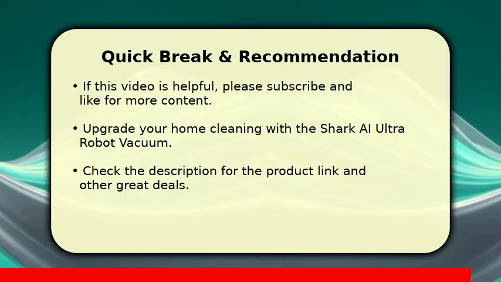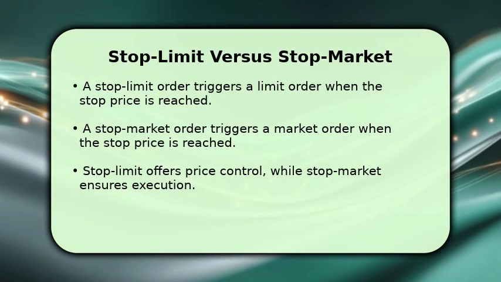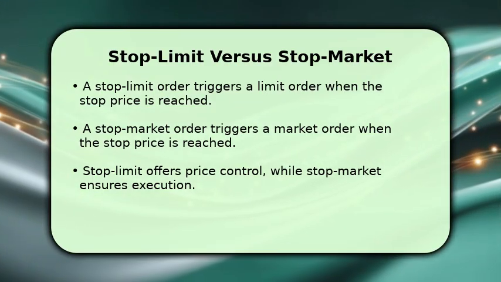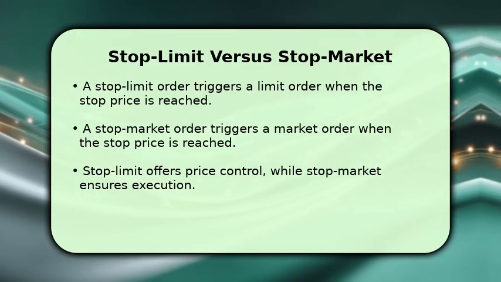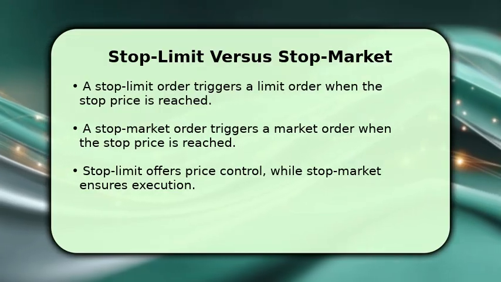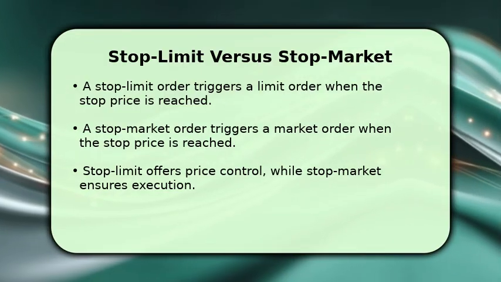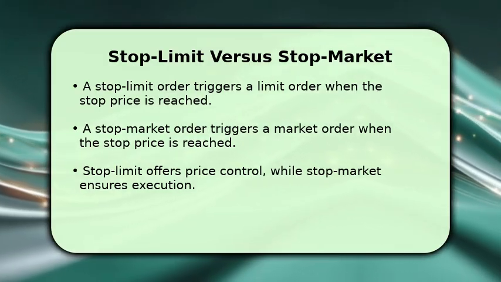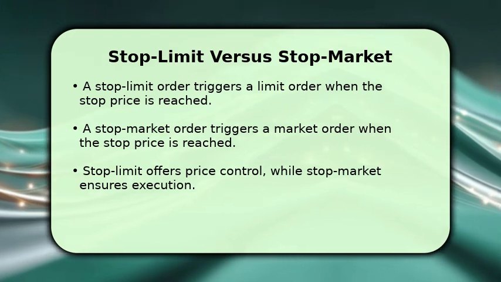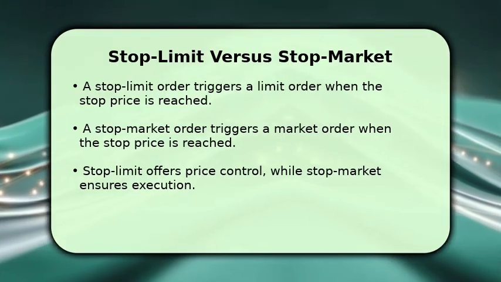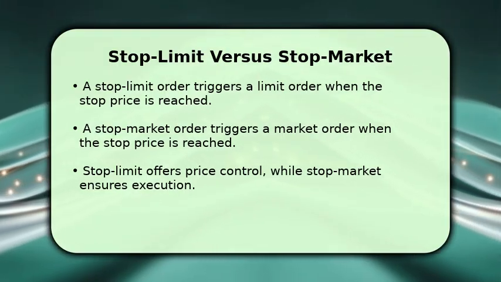Now, let's get back to the video. It's important to understand the difference between stop limit and stop market orders. A stop limit order, once triggered by the stop price, places a limit order on the books, giving you control over the execution price. Conversely, a stop market order, when triggered, immediately executes a market order, prioritizing speed of execution over a specific price. Choose based on your trading strategy and market conditions.